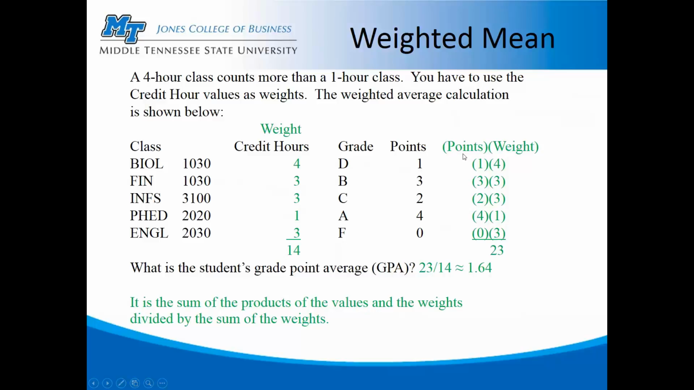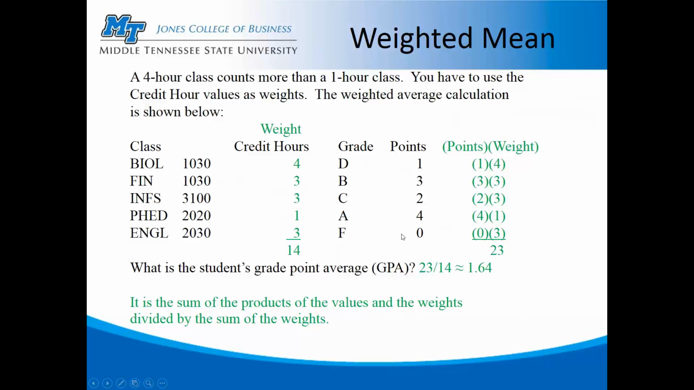But you get the products of the values and the weights and sum them up and take that sum of those products and divide it by the sum of the weights. And that gets you the grade point average, the average. So the 23 divided by 14, it's about a 1.64.